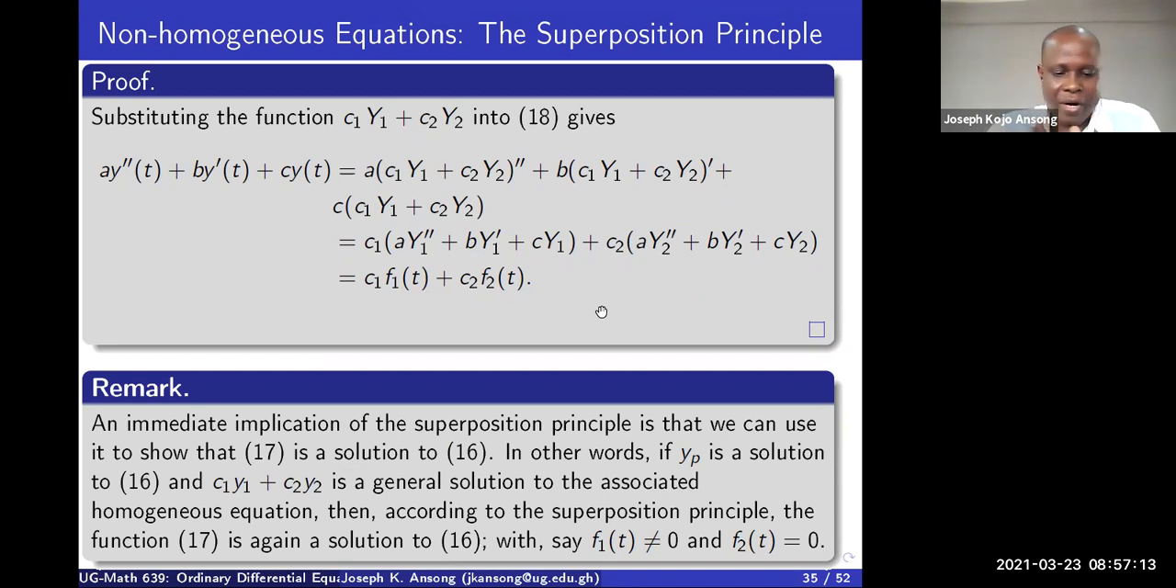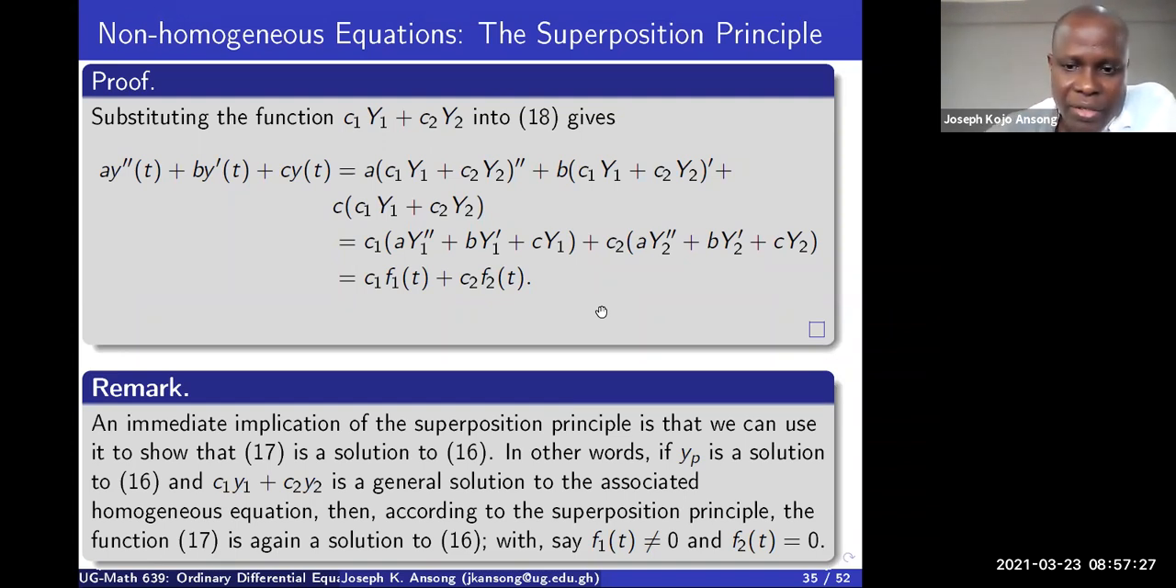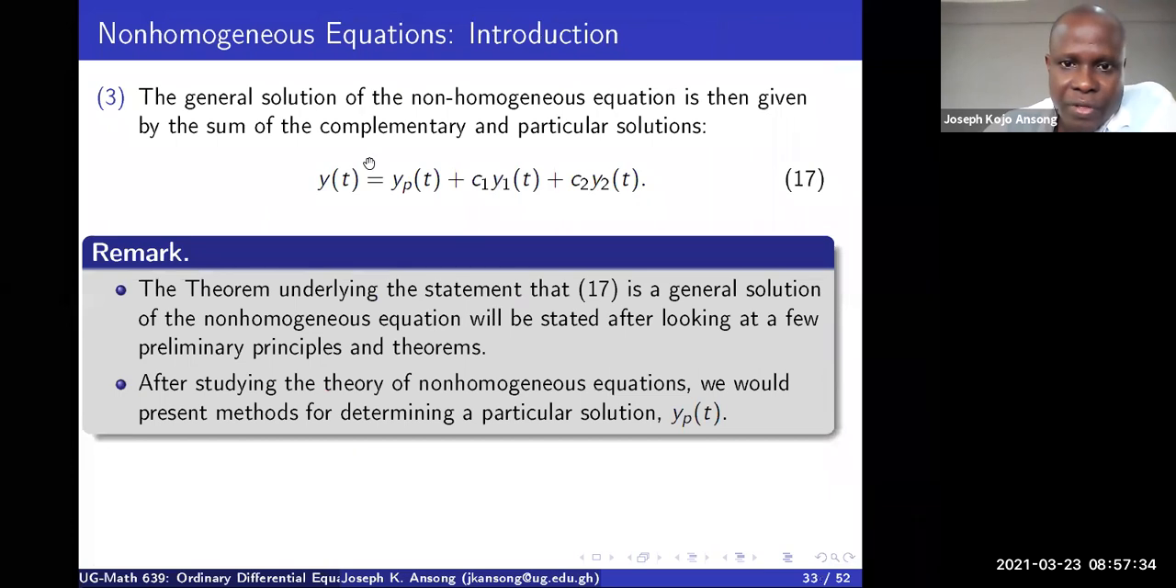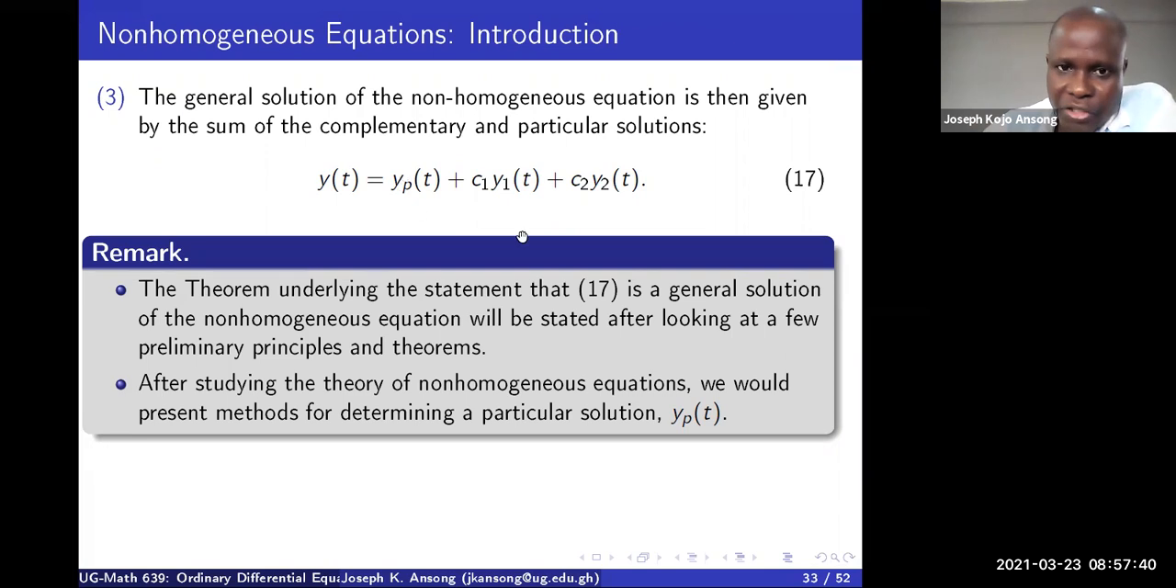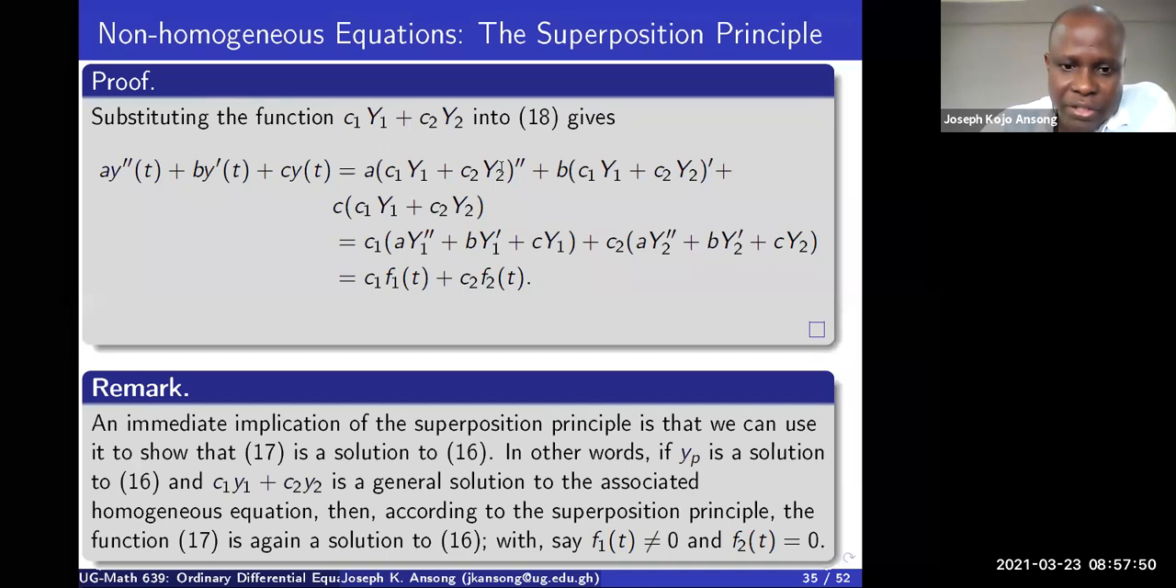Okay. All right. So as I mentioned earlier, one of the immediate implications of this superposition principle is that we can use it to show that equation 17, this function here, is a solution to the non-homogeneous equation. In other words, it satisfies the non-homogeneous equation, equation 16. So that's one of the implications.